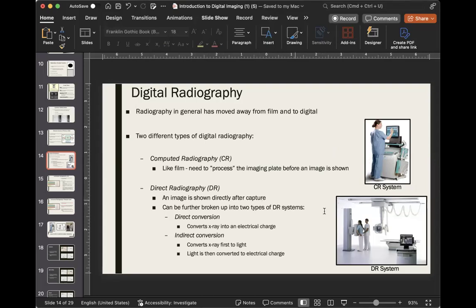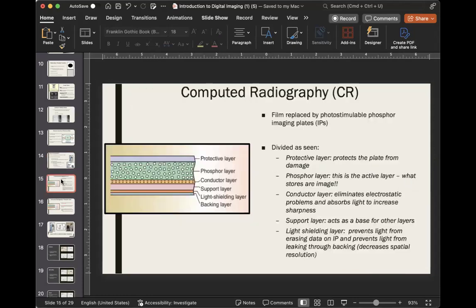Okay, it can be further broken down into two types of systems: direct conversion and indirect conversion. With direct conversion, we're converting X-rays directly into charge; with indirect, we're converting X-rays first to light, and then the light to electrical charge. But in the DR systems, it's direct, meaning it'll go directly from capture to our monitors. Okay, in the CR step, we're going to have to process the plate, and then it gets run through a processor, and then it appears on the screen. So there's a difference between those two.